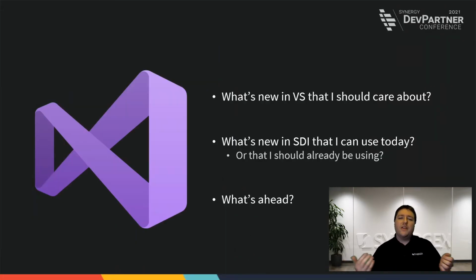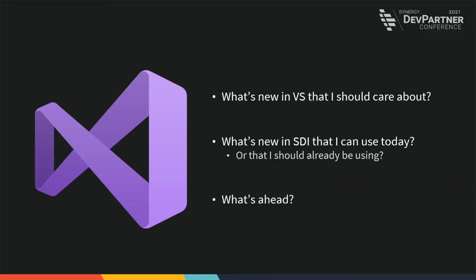So, what exactly are we going to see in this presentation? Visual Studio is a big place, and our product sits on top of it. Visual Studio 2019 has already had 10 updates at this time of writing, and there are features and functionality that are useful to you and your developers. The first place we should start is what's new in VS that I should care about. Next, we will talk about some of the newer enhancements that have been added to the SDI product itself to help make you more productive, and probably cover some of the older features that you should already be using. And finally, we can talk about what's ahead for the product. That's a lot to cover, so let's jump right in.